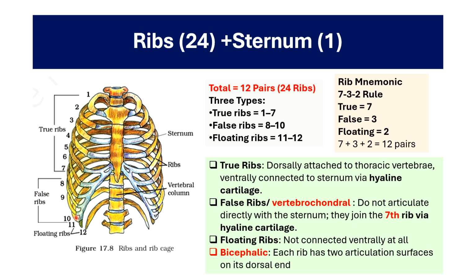Now, what are floating ribs? Floating ribs are those ribs which are only attached to the dorsal part. They are not attached to anything in the anterior region.